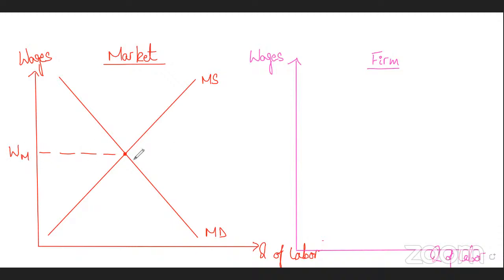Okay, now what you have to do is just extend this market wage line on the right-hand side of the graph. And this straight horizontal line that you'll draw represents the supply of labor, right? There was some confusion about this in the last class, so let me clear that for you. This straight horizontal line is showing you the supply of labor for one firm.